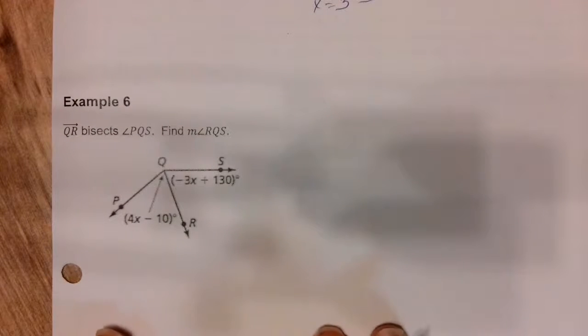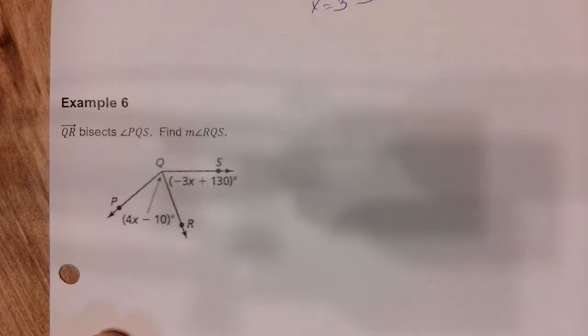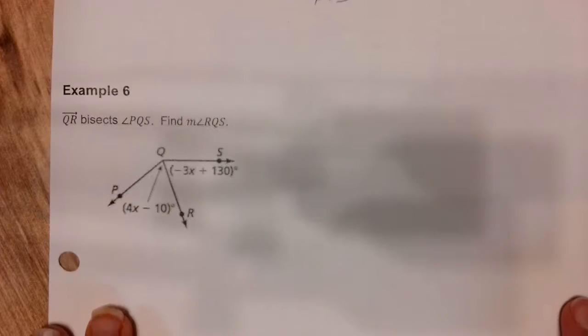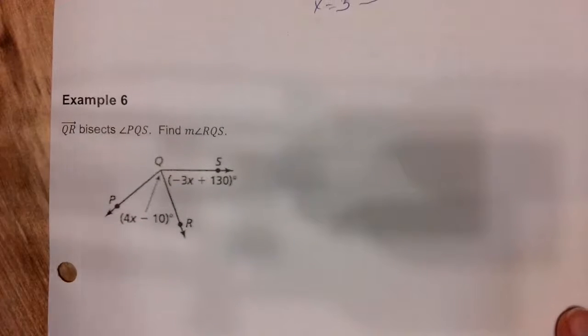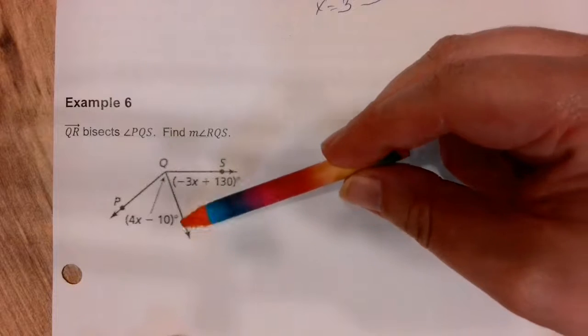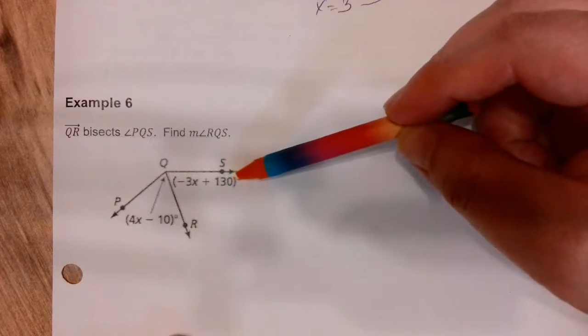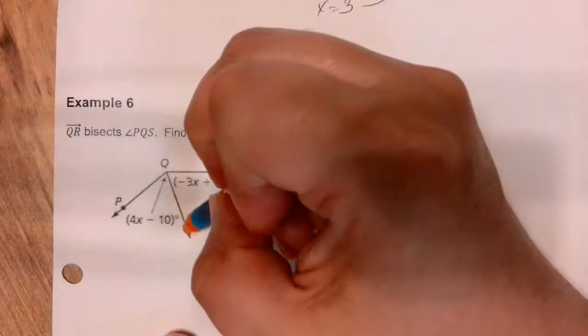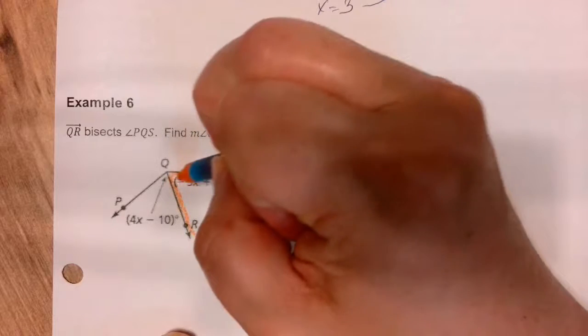Example 6. QR bisects angle PQS. Find the measure of angle RQS. All right, again, what are we looking at? We're looking for RQS. Start at R, go to Q, go to S. We are looking for that piece right there.